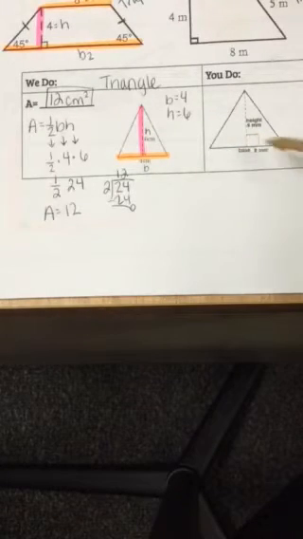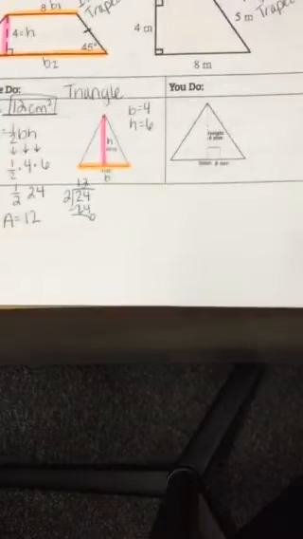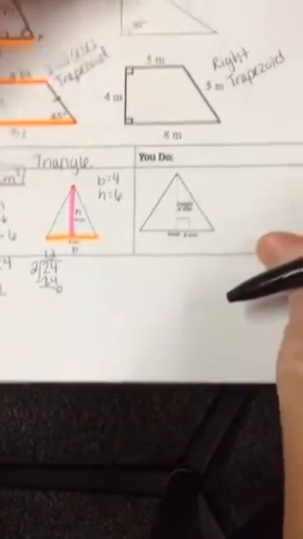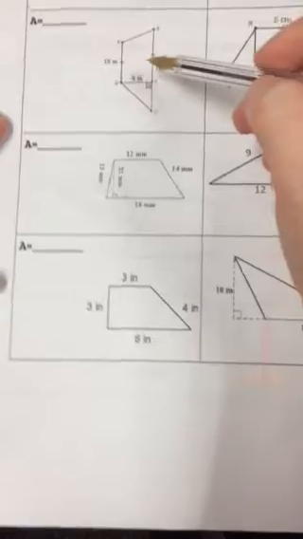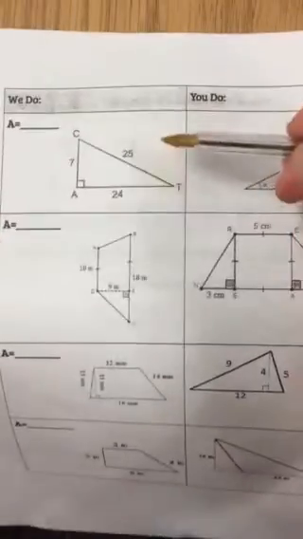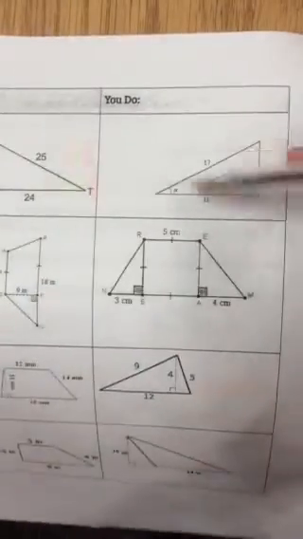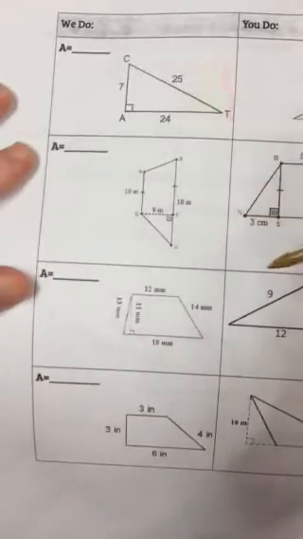Now you're going to try that one. It looks very similar on your paper. But we're going to go on to a trapezoid example and then you can go back and practice. So let's flip the page and we're going to try the first trapezoid that we see. This one right here is a triangle and this is a triangle. So we're going to go to a trapezoid.